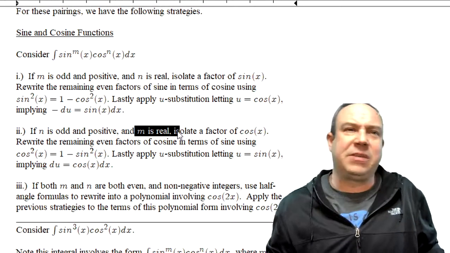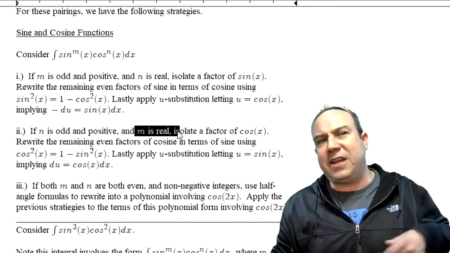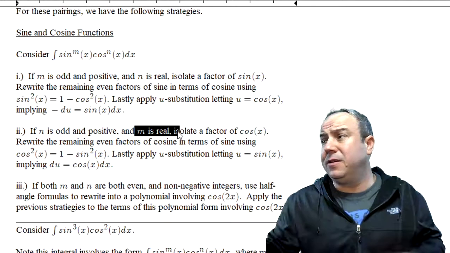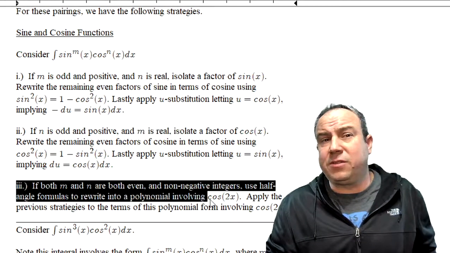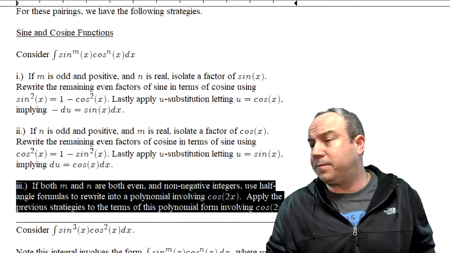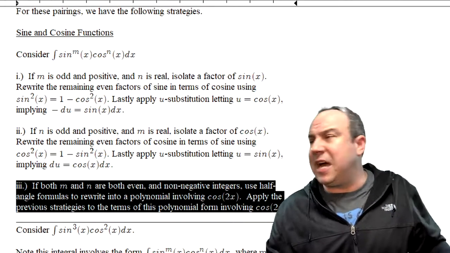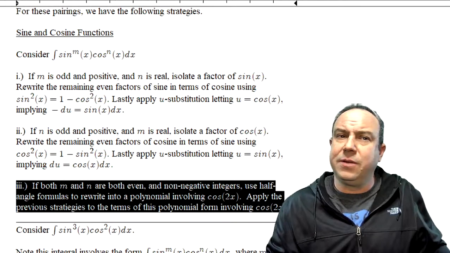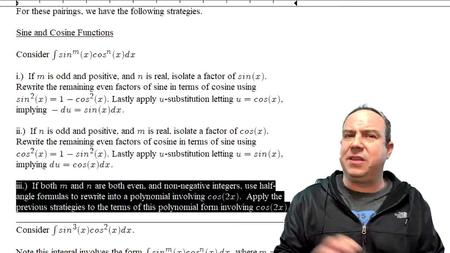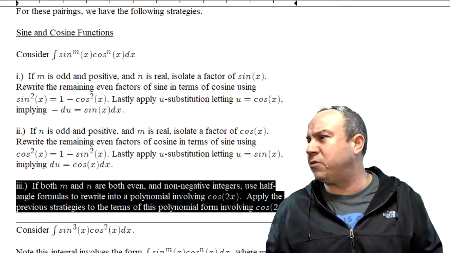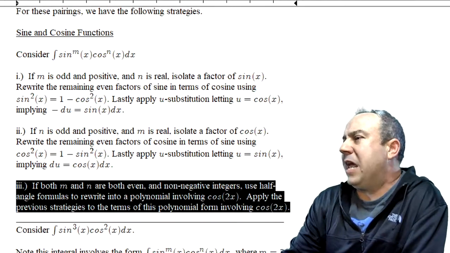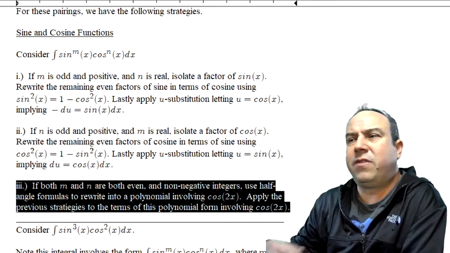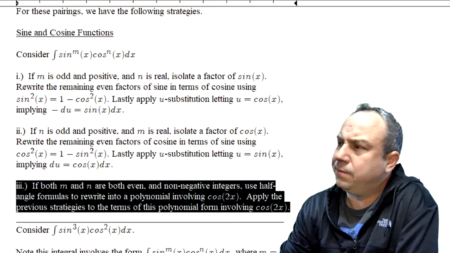If m is odd, we approach strategy 1. If n is odd and positive, we approach it with strategy 2. If they're both even, that's what we see here in strategy 3. If both are even and non-negative integers, we use some half-angle formulas. And we rewrite them into some polynomials involving the terms cosine of 2x and apply the previous strategies in terms of the polynomial forms involving the cosine of 2x.